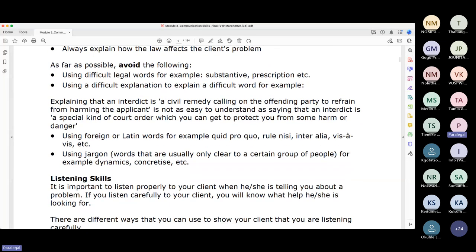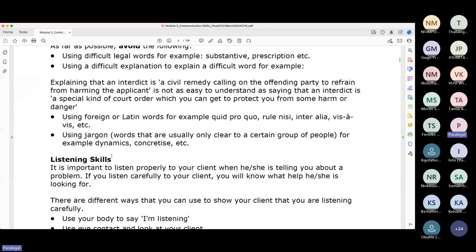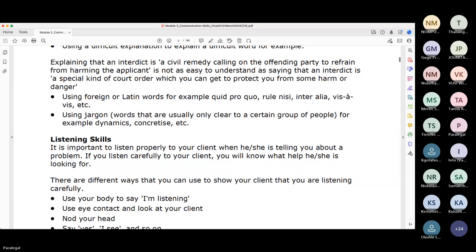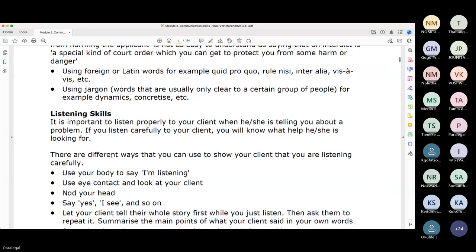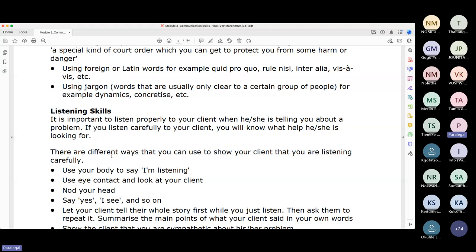Avoid Latin words. Say, well, what has occurred ab initio? No, just simply say what has occurred from the beginning. Or if you're from Eastern Cape, say what has occurred from the ningi being something of a sort. But it must be from the beginning. Avoid jargon, my friends.